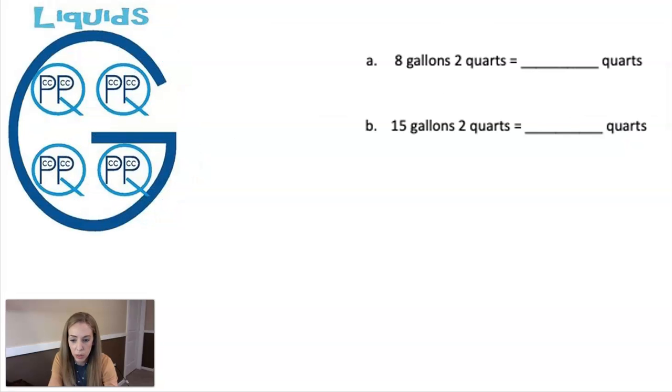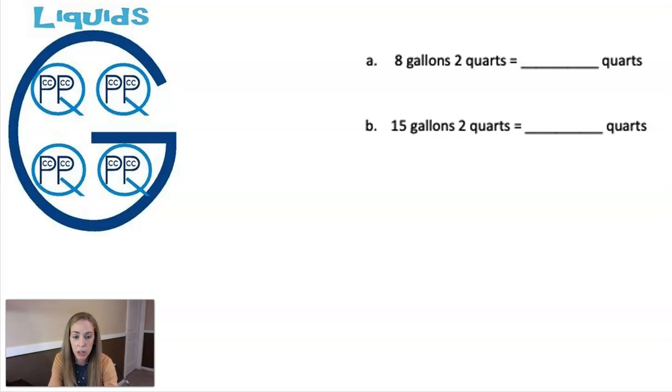Okay, they'll also give you ones with mixed units. So you do the same thing. If they want you to turn them into quarts, then you need to change the gallons into quarts first, then add the extra quarts, and then you have your total. So in 8 gallons, how many quarts would there be?